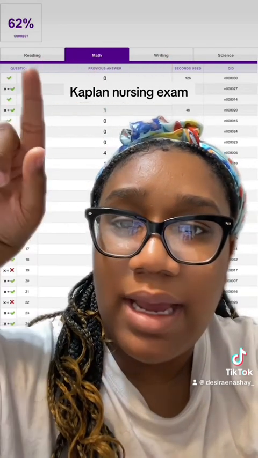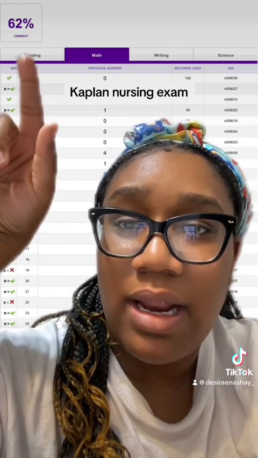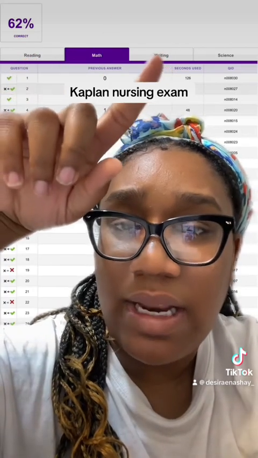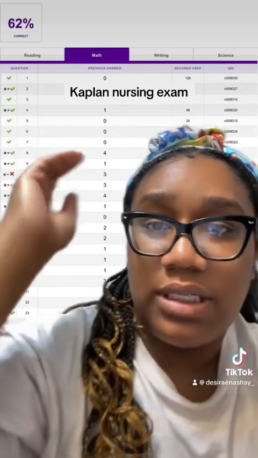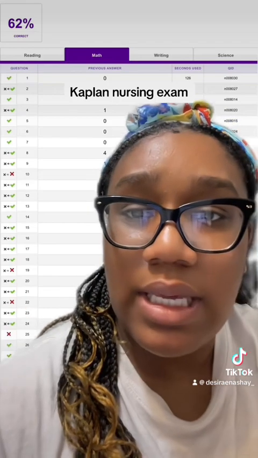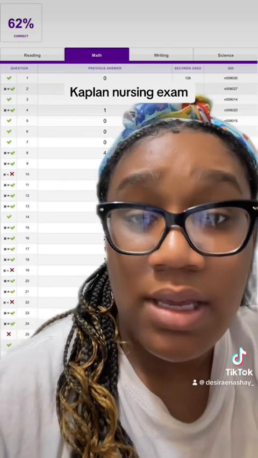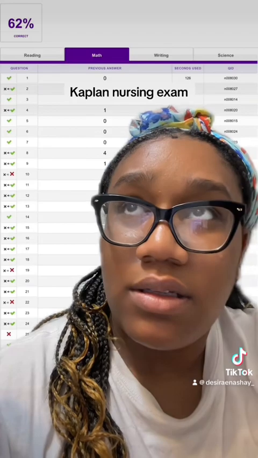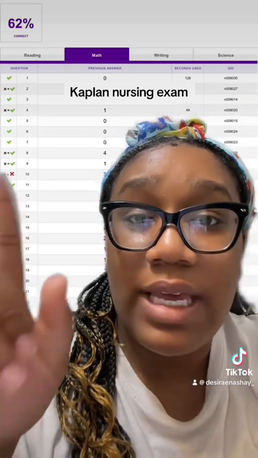For math, I got an 85%, which is 24 divided by 28. I had a 59 in reading and a 57 in writing. As you can see, the questions are right here, going from 1 to 28. You take how many you got correct, so I have 24 correct, and then you divide that by how many questions there were. So 24 divided by 28 gave me 85%. You do that for each category.